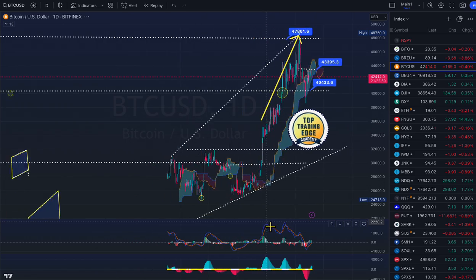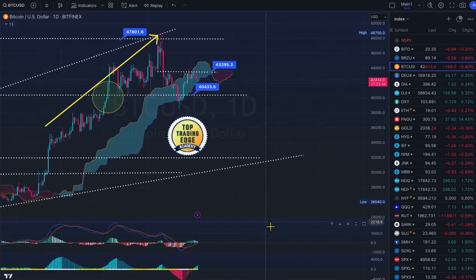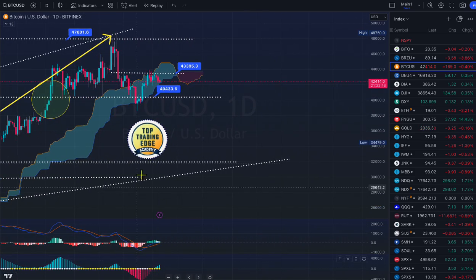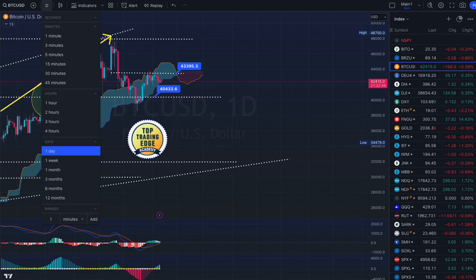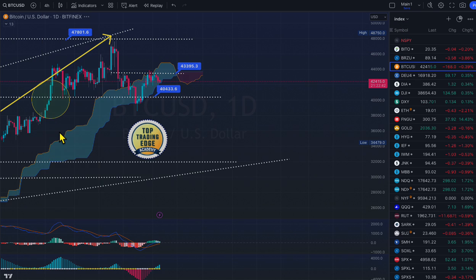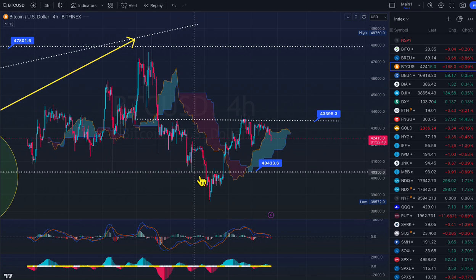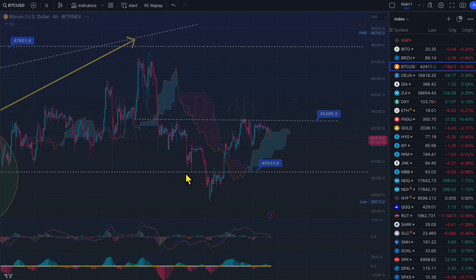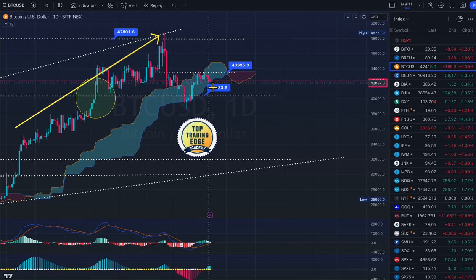Bitcoin trying to bounce. Let me see a 4-hour chart. Bitcoin has a little weakness right now. So I don't see Bitcoin immediately bouncing, folks. Bitcoin could go and test 40,000 again. All right, so keep that in mind.